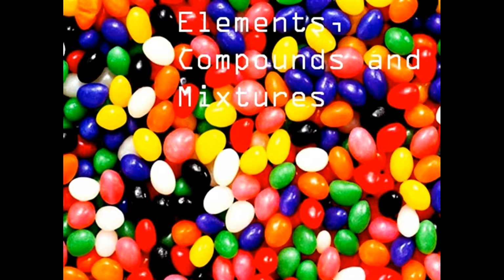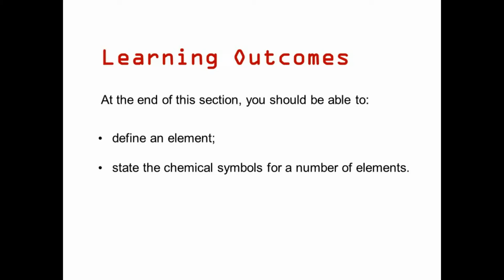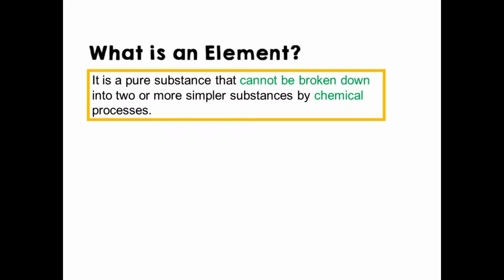For the lesson today, we'll be learning about elements, compounds, and mixtures. At the end of this section, you should be able to define an element and state the chemical symbols for a number of elements. What is an element? It is a pure substance that cannot be broken down into two or more simpler substances by chemical processes.